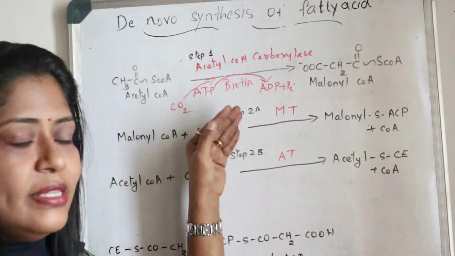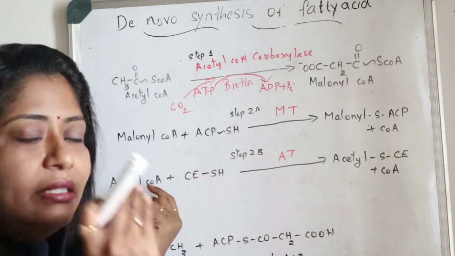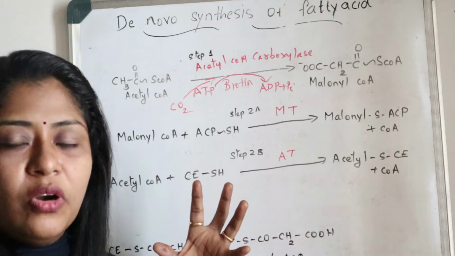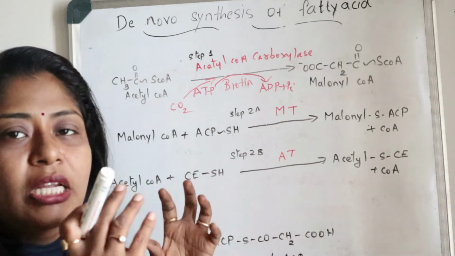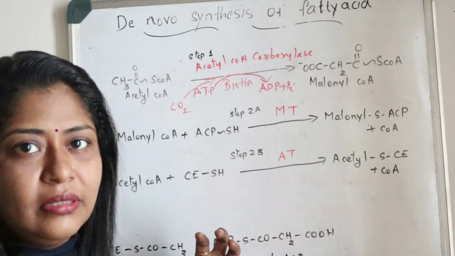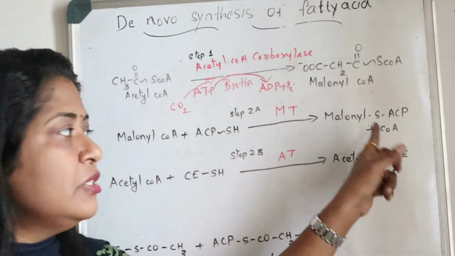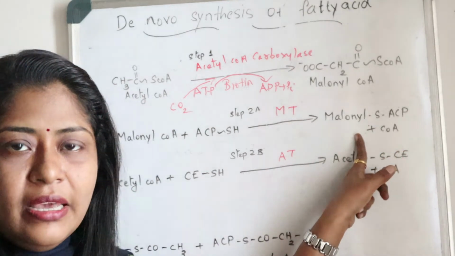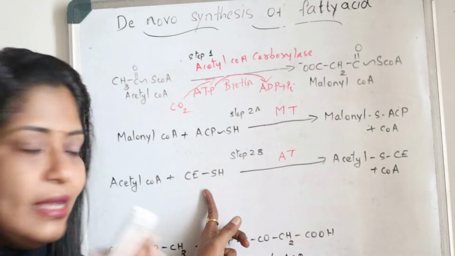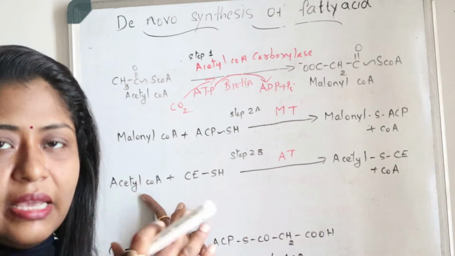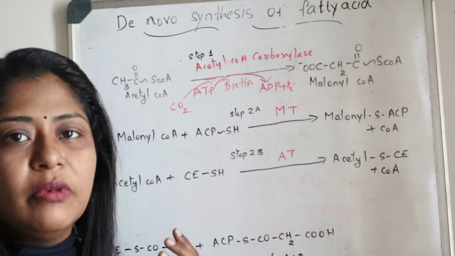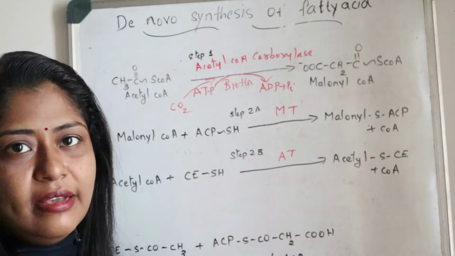Coming to the next step, second B, the acetyl-CoA joins to the enzyme of the other monomer, that is, the condensing enzyme or ketoacyl synthase enzyme of the other monomer of the fatty acid synthase complex. So malonyl-CoA attaches to the ACP of one of the monomers of the multi-enzyme complex, and the acetyl group attaches to the condensing enzyme of the other monomer of this fatty acid synthase complex.